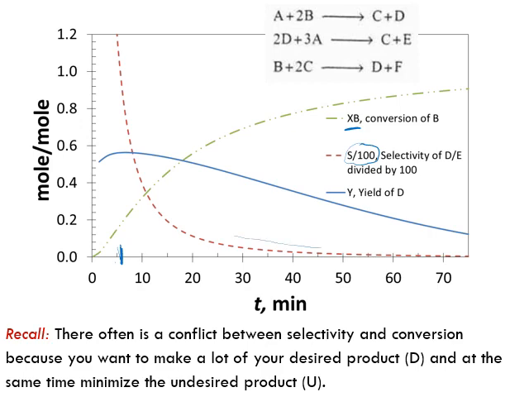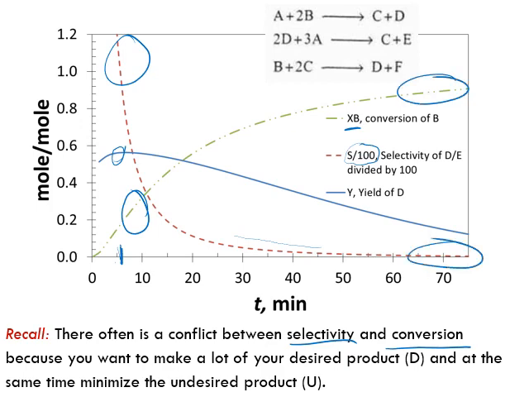Tamam. And let's look at the yield. The yield starts as a value, increases a little bit, and then keeps decreasing. Remember, we said there often is a conflict between selectivity and conversion. See, when we had large selectivity, we had small conversion. If we waited more to get higher conversion, we'll end up with lower selectivity. So there is a conflict because you want to make a lot of desired product and at the same time minimize the undesired product U. So you can see the conflict there. So that means again there is an optimization in our operation.